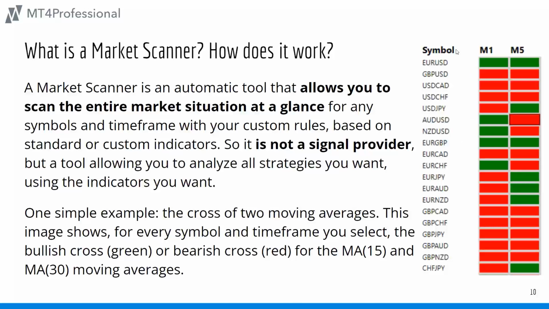Well, let's consider the different symbols I have listed here, different time frames. I want to see a spreadsheet layout like this, where if I have a bullish cross on a moving average, I want to see green. That tells me there's bullishness in that instrument. And if there's a bearish cross, then I want to see red, which indicates to me either a short trend or a potential downward move or an exit point.